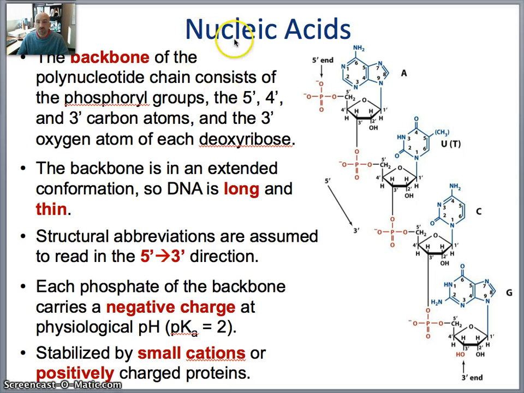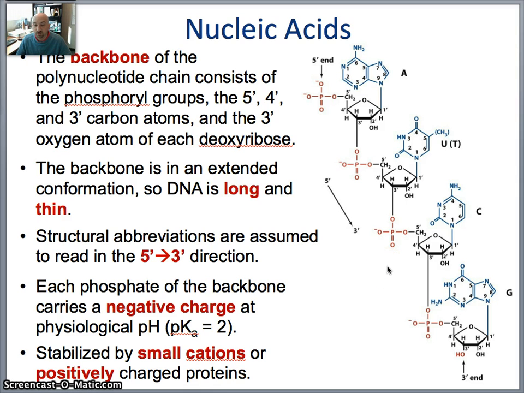All right, so if we look at this backbone, the backbone contains this 5' phosphoryl group. So you have a 5' carbon, 4' carbon, 3' carbon, and then you're going to have the phosphoryl group of the next phosphate. Now this oxygen here comes from the 3' oxygen of each ribose or deoxyribose. You'll notice the backbone is in an extended conformation, so DNA is long and thin, and we always read DNA with structural abbreviations of 5' to 3'.